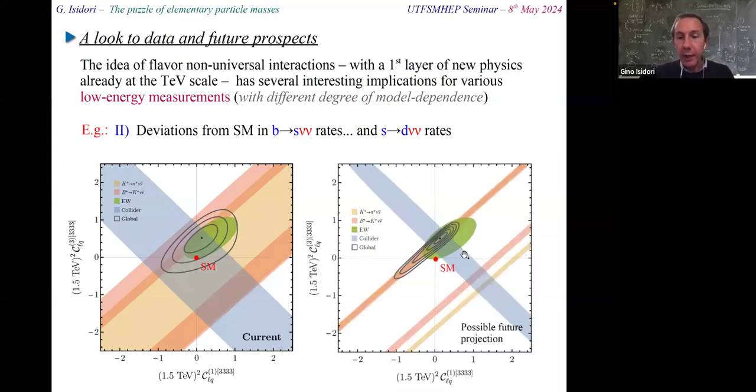And this is what could happen if the central value remains what it is. So actually one could completely resolve this at the 5 sigma level. So it's quite interesting. And you see here the interesting complementarity between K to pi and B to K.